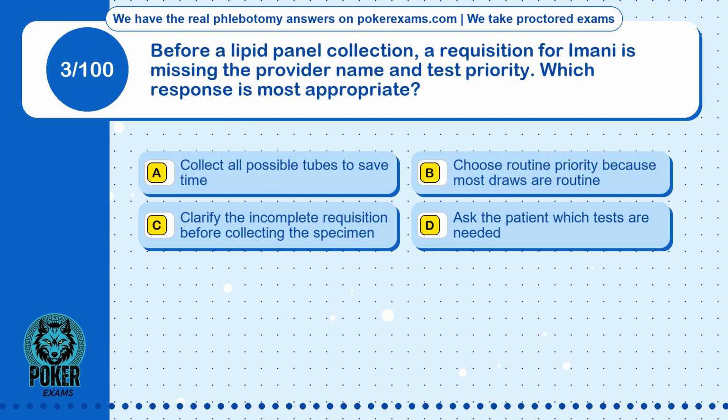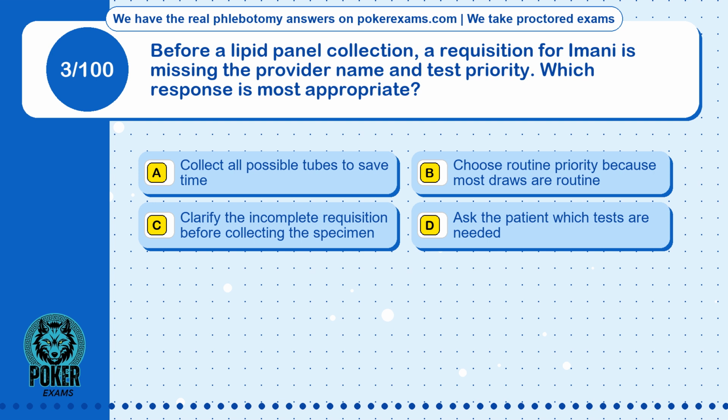Question 3. Before a lipid panel collection, a requisition for Imani is missing the provider name and test priority. Which response is most appropriate? Option A. Collect all possible tubes to save time. Option B. Choose routine priority because most draws are routine. Option C. Clarify the incomplete requisition before collecting the specimen.